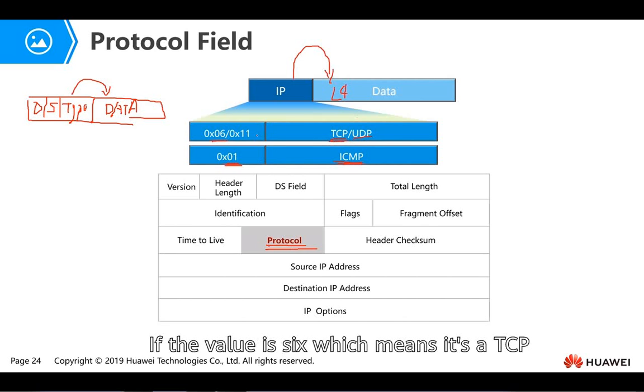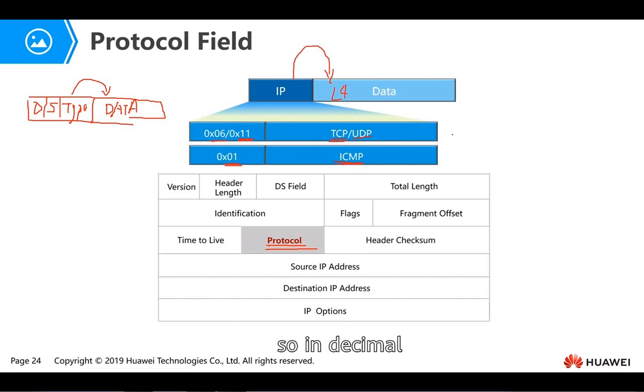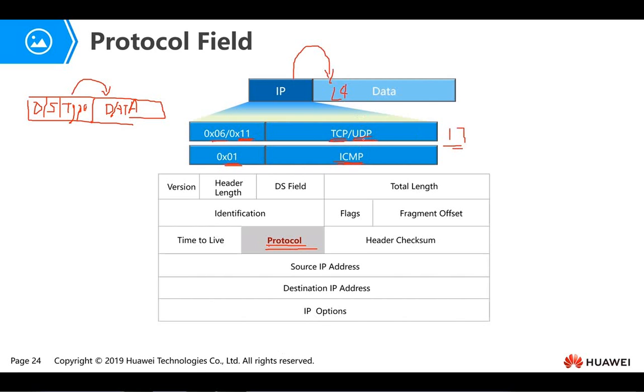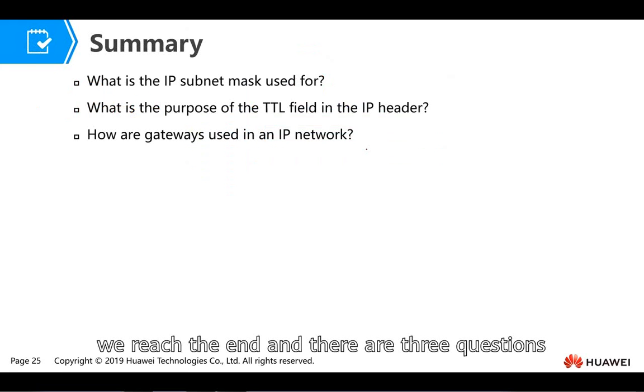If the value is, of course, this is hexadecimal, that's the 1 hexadecimal, just in decimal it's 7. Okay. If the value is 7, it means the data carried in the IP packet is UDP. Okay, the protocol field. And then we reach the end.